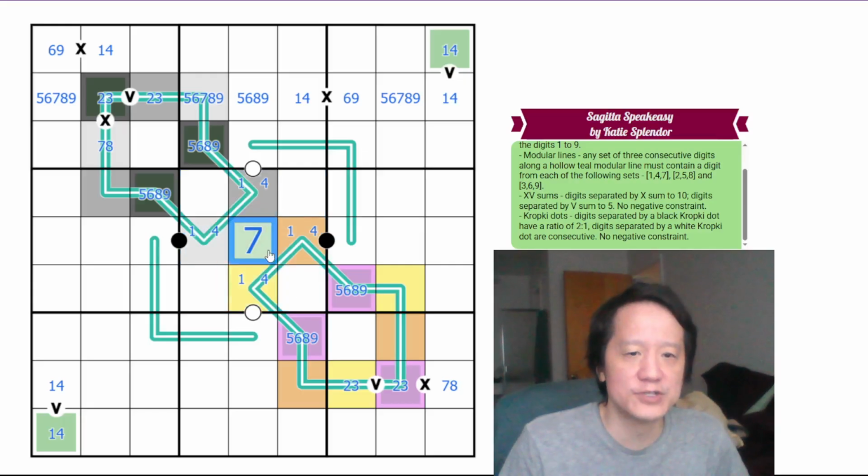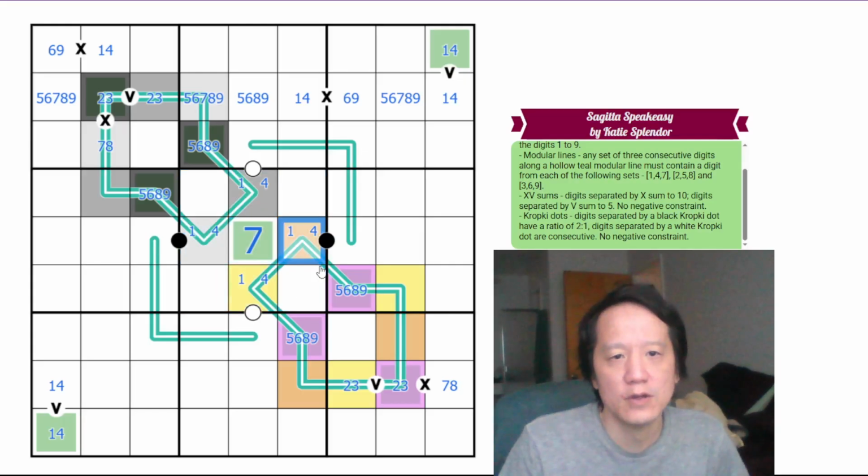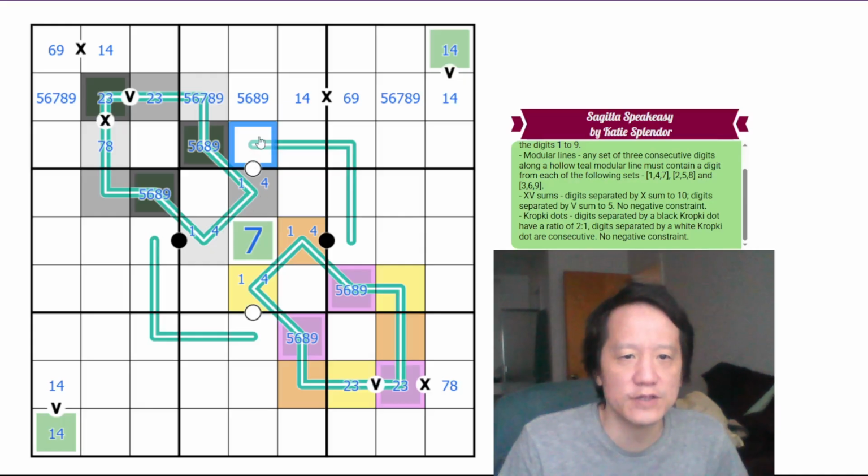Because we already have a 7 here, right? What does that tell us? I'm not really sure. This is a different modulo than this cell because they're consecutive. Same with this one. So this cannot be yellow. This is orange or pink. We're not sure which. This is dark or light, actually. It can't be medium. Medium's here.